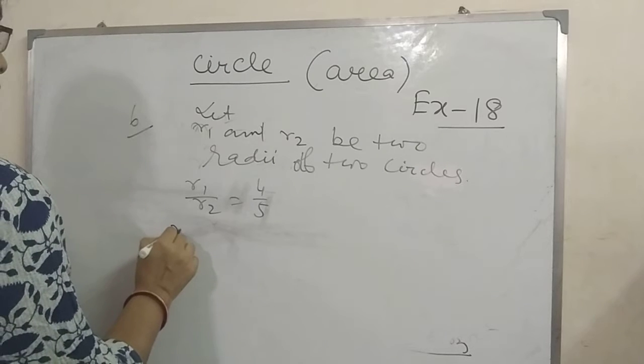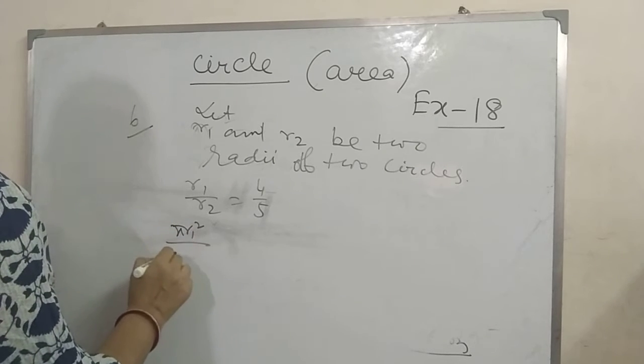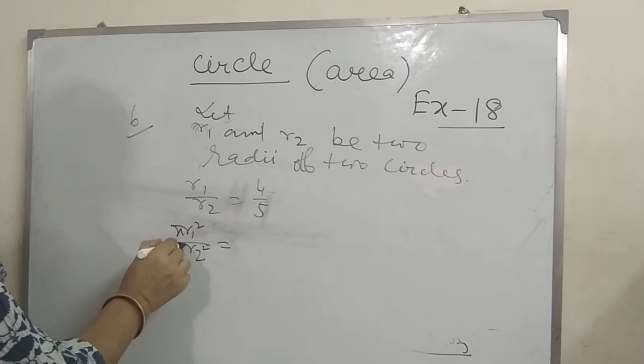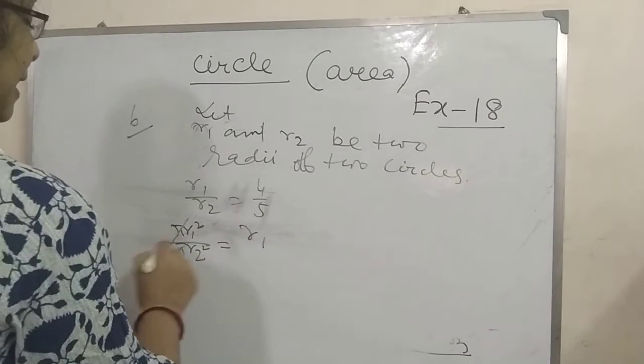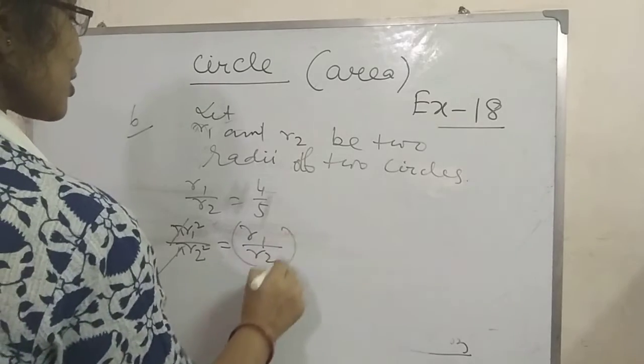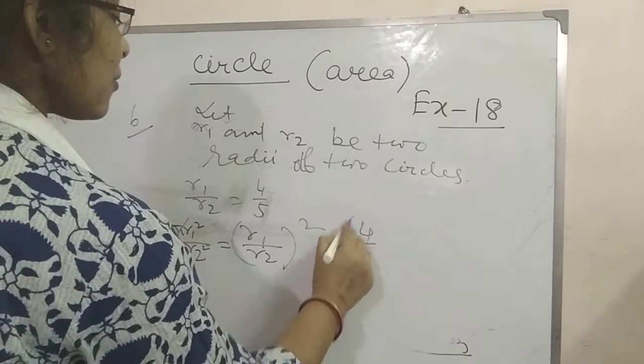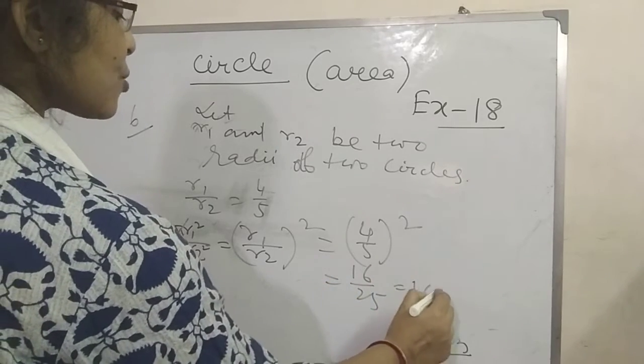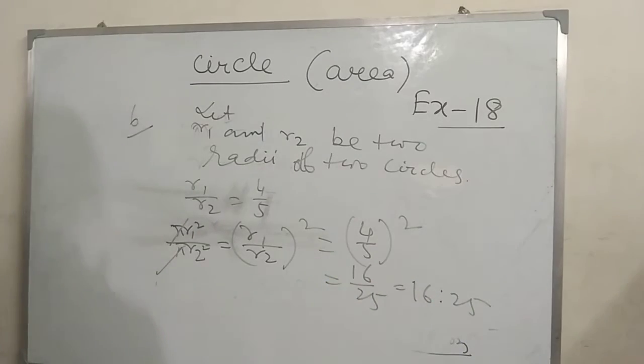The ratio of the areas of the two circles is equal to pi r1 square by pi r2 square. This is equal to, pi cancels out, r1 by r2 whole square. This is equal to 4 by 5 whole square. This is equal to 16 by 25. That is, 16 is to 25 is the answer.